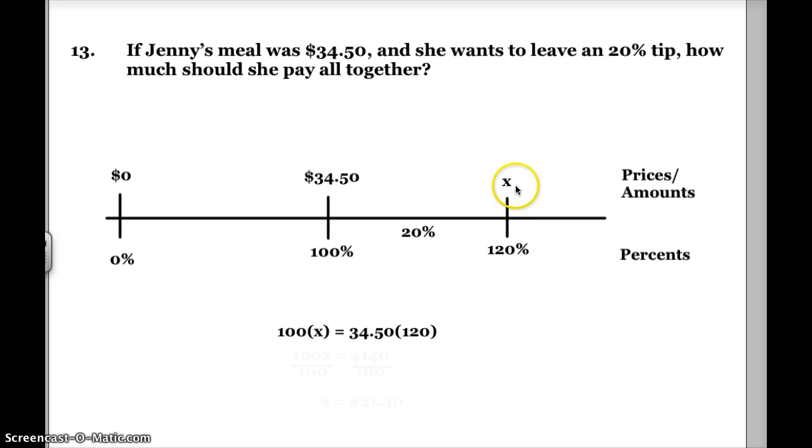If I take 100 times x, that's equal to 3450 times 120. I multiply both sides out, 100x and 3450 times 120, and I get 100x is equal to 4,140. To solve this problem for x, I have to divide both sides of the equation by 100. 100x divided by 100 is just going to be x. 4,140 divided by 100 is $41.40. So if you want to leave a tip of 20% and your bill is $34.50, you should pay $41.40 altogether. Hopefully this helps.